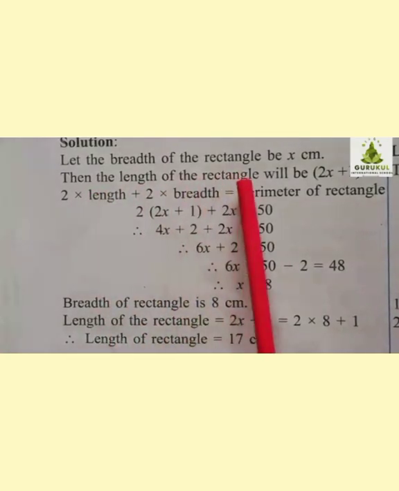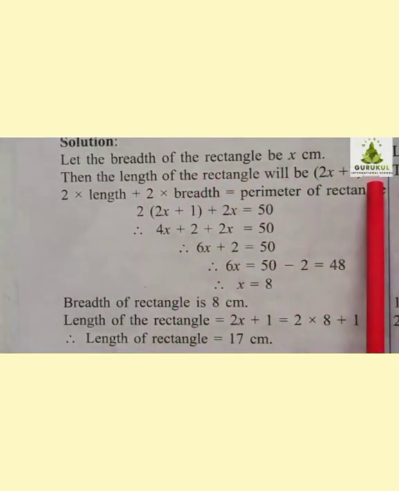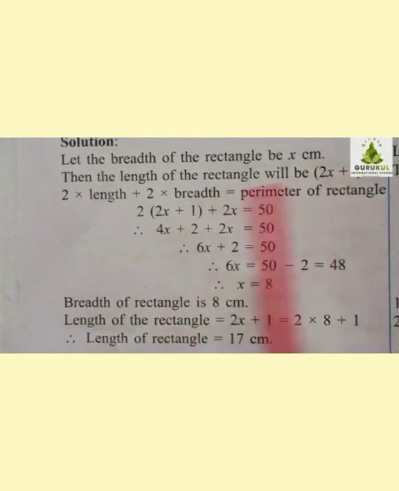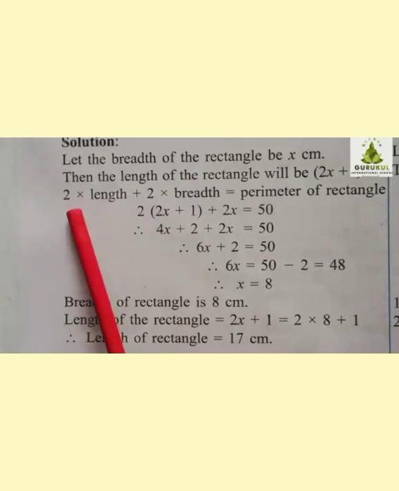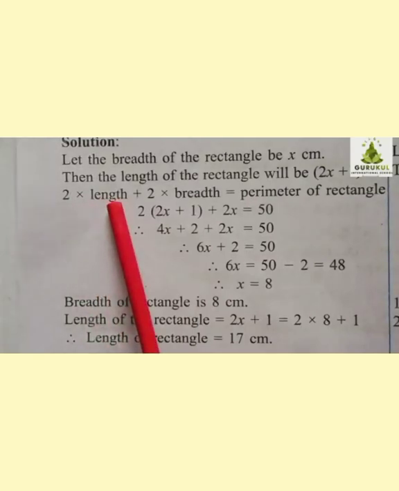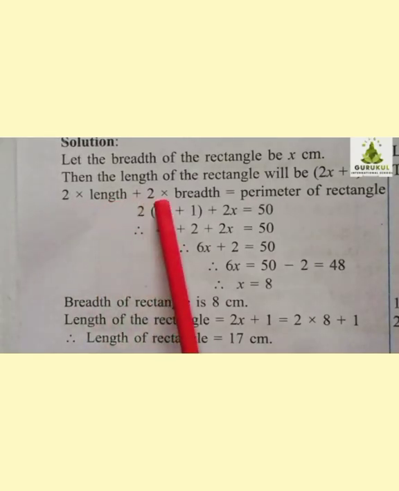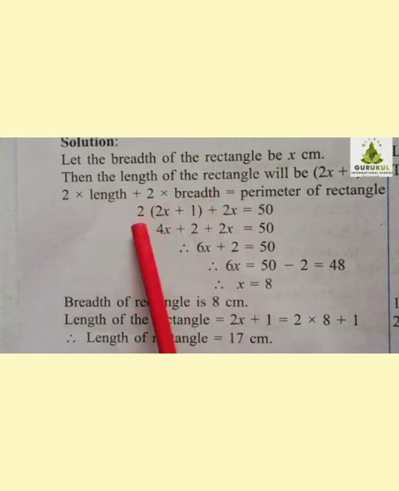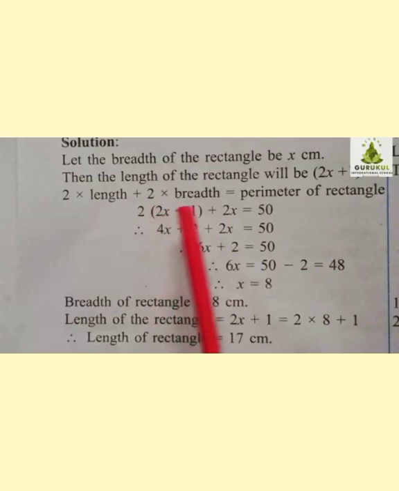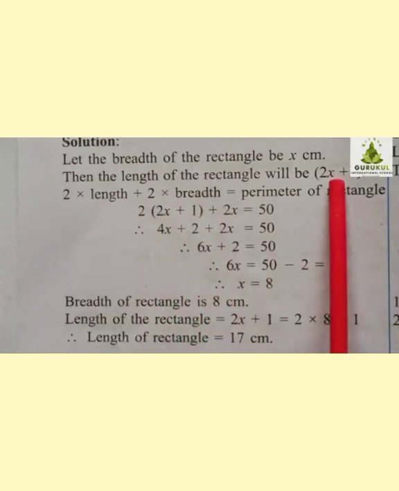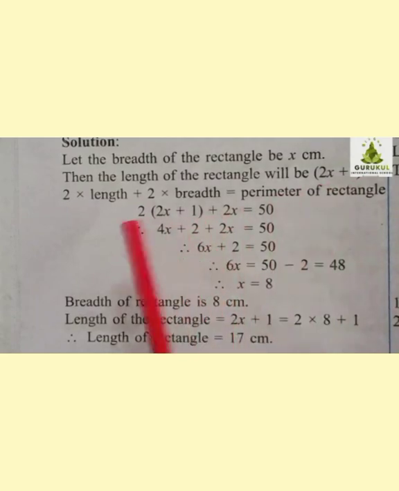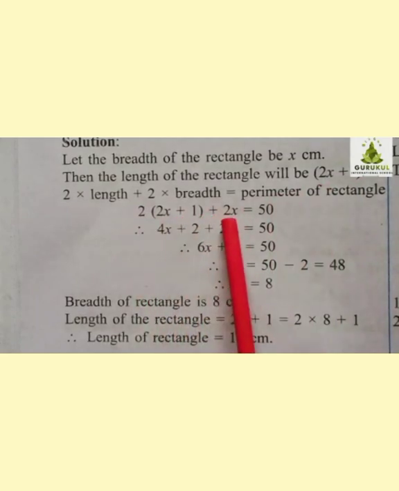Now the length of the rectangle will be 2x plus 1. I hope you all understood this. Now the perimeter of the rectangle is 2 into length, 2 into L, plus 2 into breadth. Is that clear to you? So what is length? Length is 2x plus 1. In the place of length I put this value, 2x plus 1. So 2 into length plus 2 into breadth.